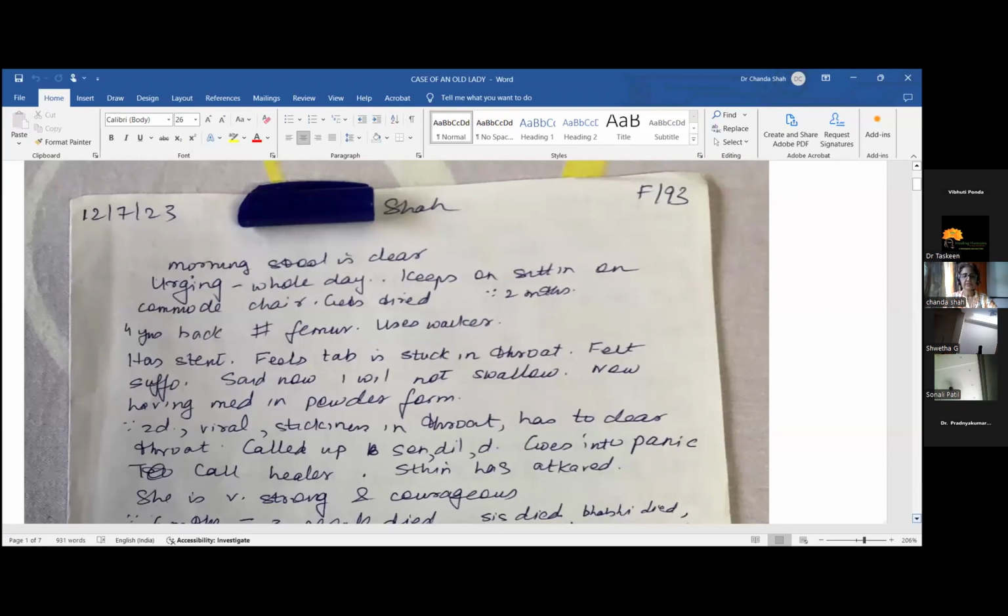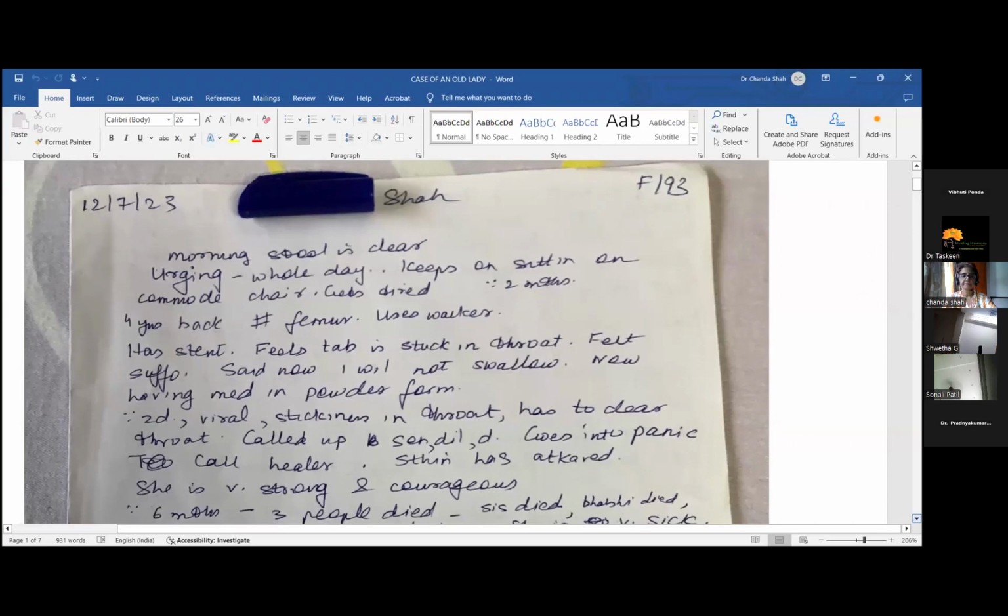And 4 years back she had a fracture of the femur and she uses a walker. Okay, so get up from the bed, take your walker, go to the loo or sit in the commode chair, you know, see, whole day she's doing that. So that's why that homeopath was worried.